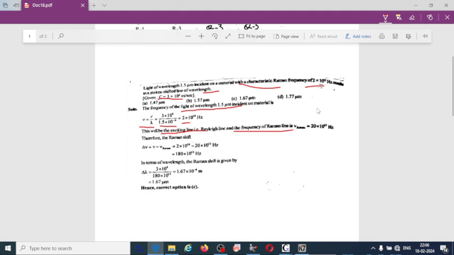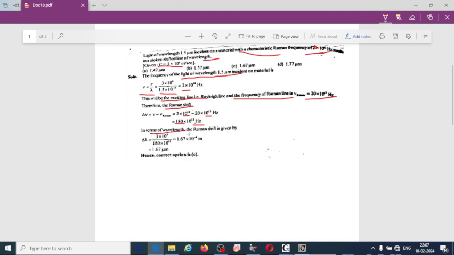And the frequency of the Raman line is, as they have mentioned here, about 20 into 10 to the power 12 Hertz. Therefore the Raman shift we can calculate from these two frequencies. If we make the power the same, then we get 200 minus 20, that is 180 into 10 to the power 12 Hertz. This should be 20 actually in this question.